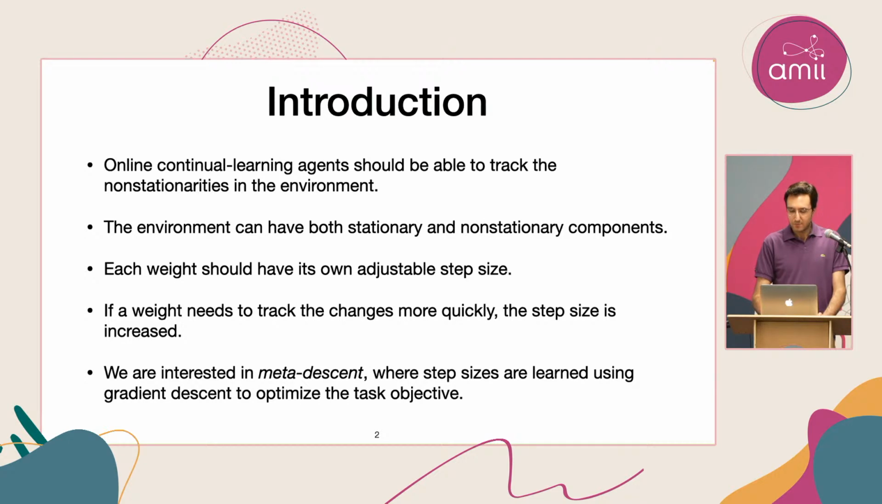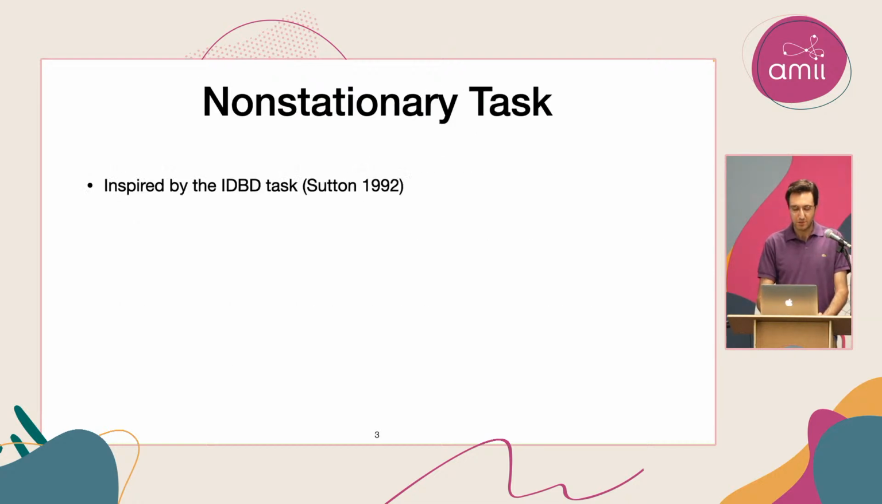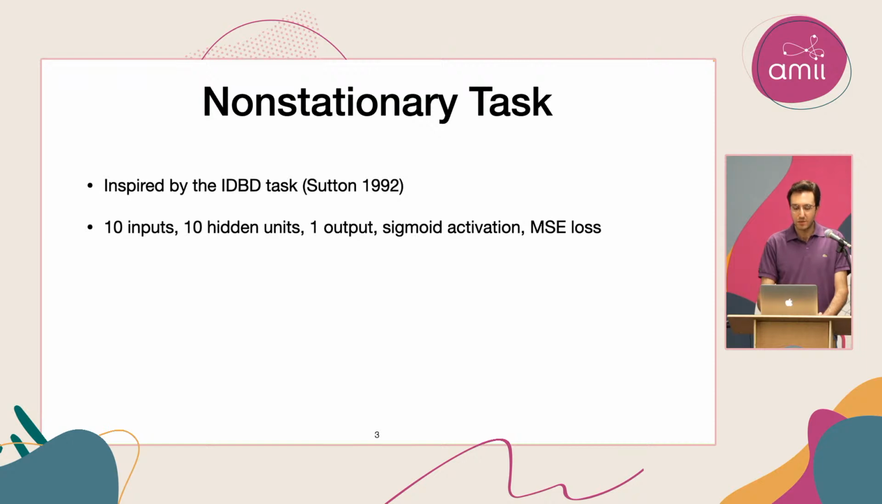And then, to make an example, let's look at a non-stationary task. It's inspired by the incremental delta bar delta task. But instead we're using a neural network which has one hidden layer of sigmoid activations. It has 10 hidden units, 10 inputs, and 1 output. We're using mean squared loss, so it's a regression task.